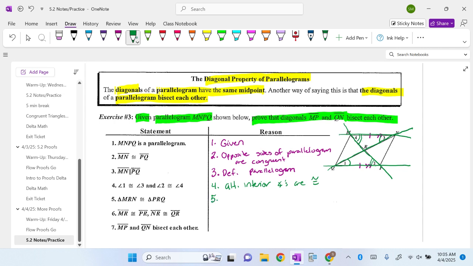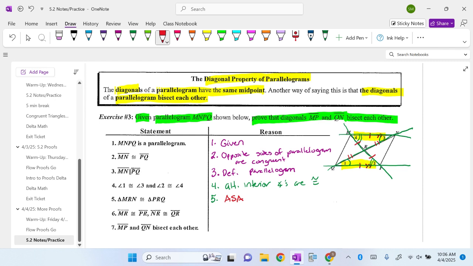Thus, we prove that those triangles are congruent by what postulate? So these two triangles are congruent by what postulate? Angle, side, angle. Because we've got two angles with a side in between them. Thus, MR is congruent to PR, and QR is congruent to RN.